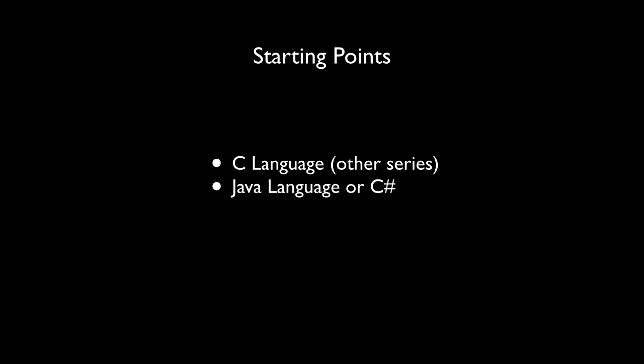Other starting points, Java language or C#, if you maybe want to go backwards or down to C++ from those languages, that's fine. I still recommend, if you don't know C, you still go all the way back to C and go forward, but you might not have as much trouble. But things like pointers are going to come up, and then you're going to get a little lost, and I cover pointers pretty well in the C series. So those are the starting points.